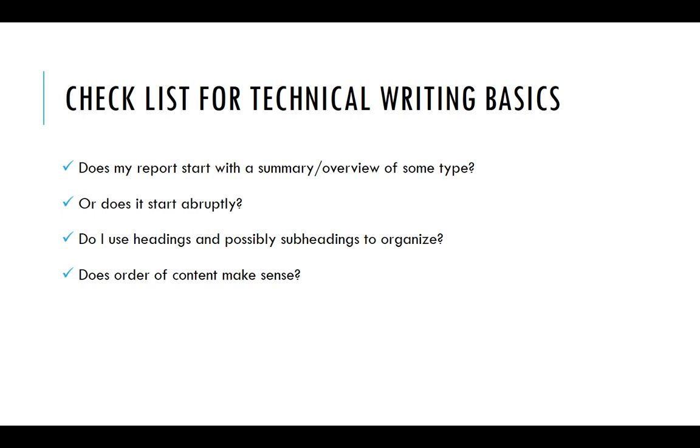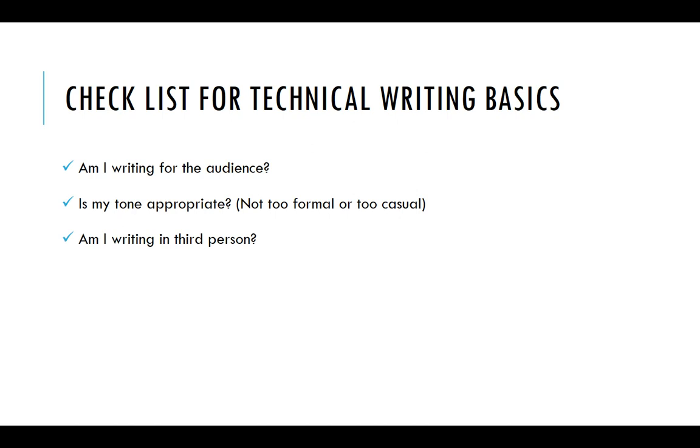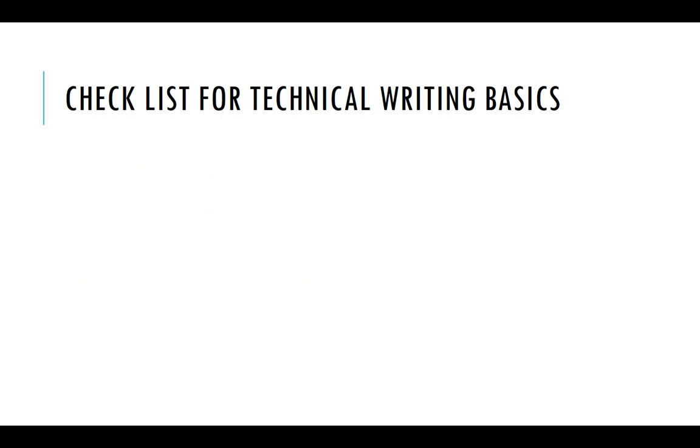Does the order of the content make sense? And is there a flow to it? Am I writing for the intended audience? And is my tone appropriate? So I'm not too formal, not too casual. There may be times that I would want to be very formal, but for our audience, probably we want to be conversational. All right. Am I writing in third person? That's going to be the expectation for this class. Is my level of explanation appropriate for the specific person or persons that are going to be reading it?